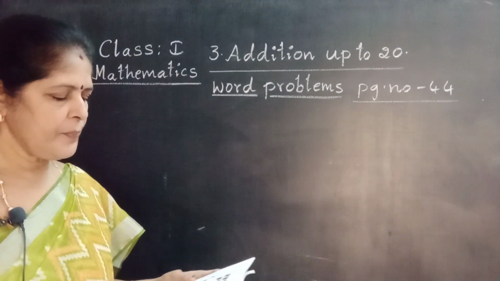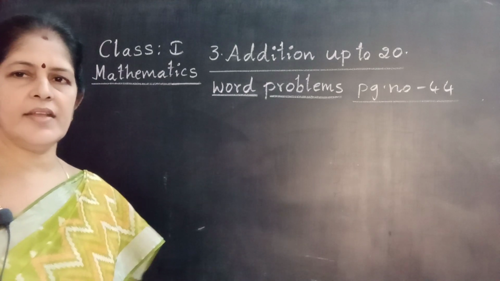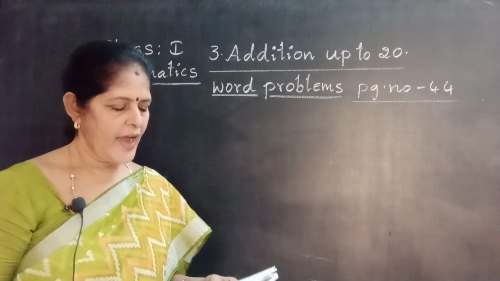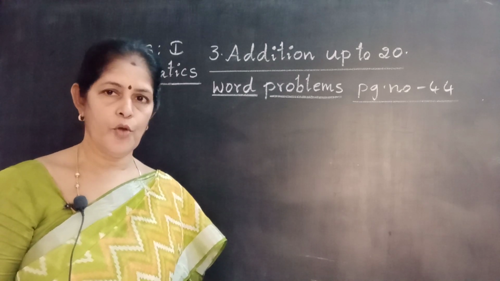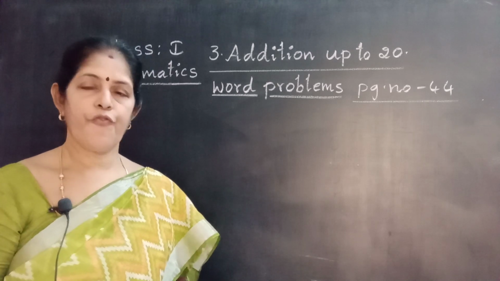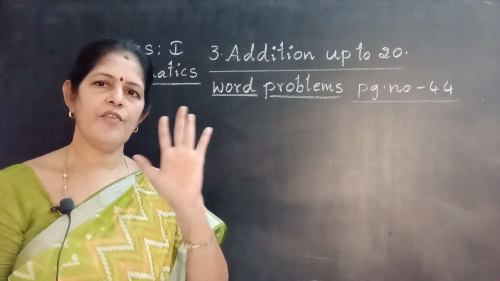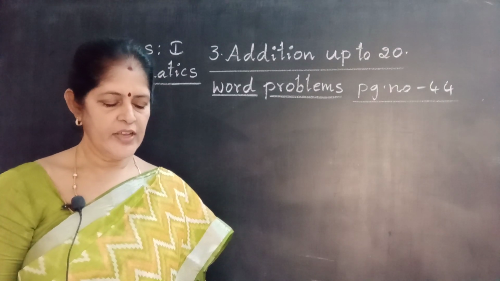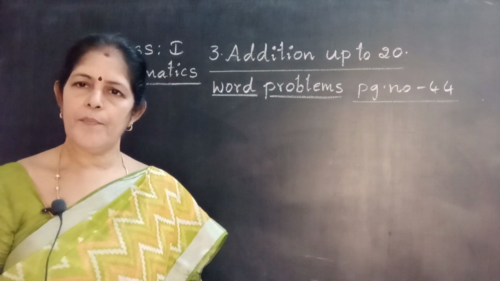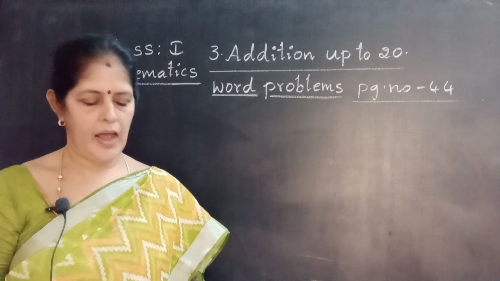See, first pictures are given. What are those? Muffins. Muffins means cupcakes. I have 5 muffins. Then I buy 5 more. Already I have 5. Again I am going to buy 5. Then 5 and 5 make 10. How many muffins do I have? 5 plus 5 is 10. That is the example problem.